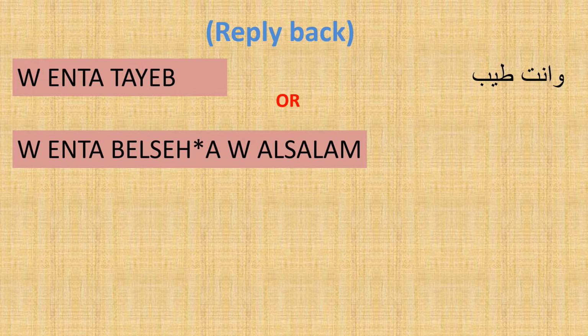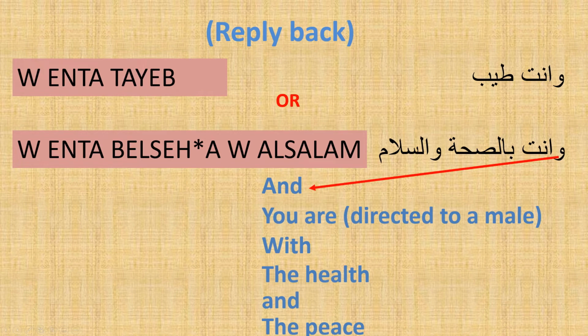وانت بالصحة والسلام. What does that mean? و يعني and, we had it before. انت, you are. This letter ب was connected to a word, like with that word. So like بالصحة. So with, and الصحة, the health. This is alif lam, which means the. الصحة, the health. و and السلام, the peace. So salam is peace.